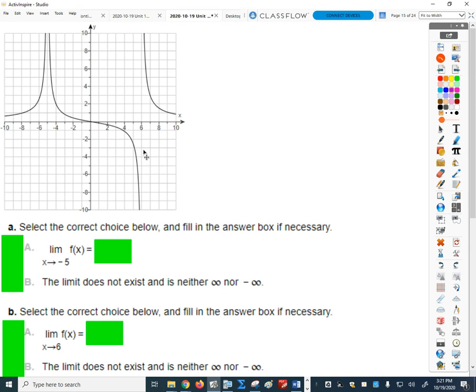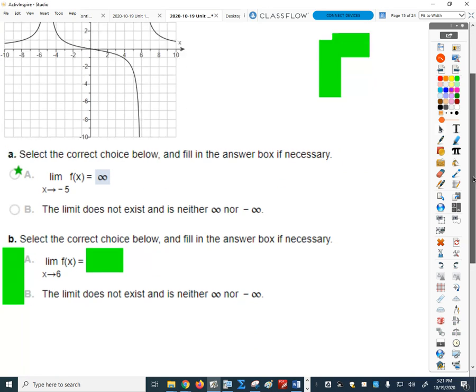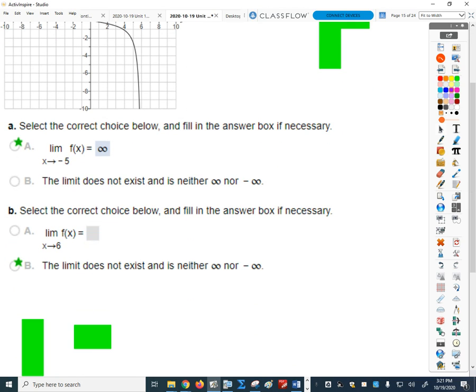Looks something like that when you click on them. So select the correct answer. The limit of f of x as x approaches negative 5 is what? Well, as x approaches negative 5 right there, it looks like from both sides we're going up to infinity. And so the answer is infinity. The limit of f of x as x approaches 6, I'm going down from the left and up from the right. And so that one doesn't exist. It's neither positive nor negative infinity because it has different behavior from the left and from the right.